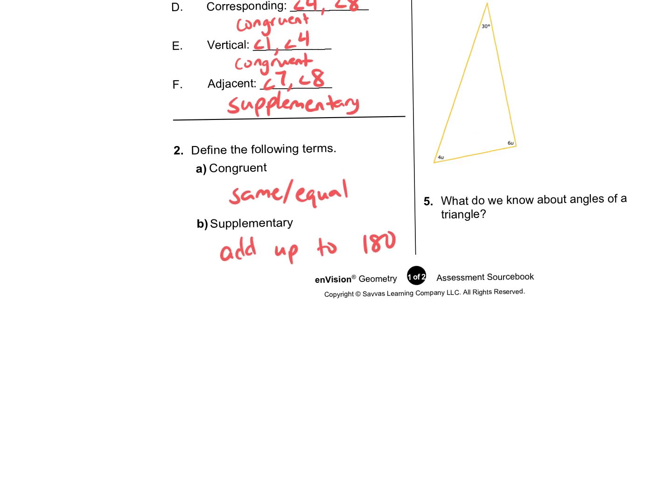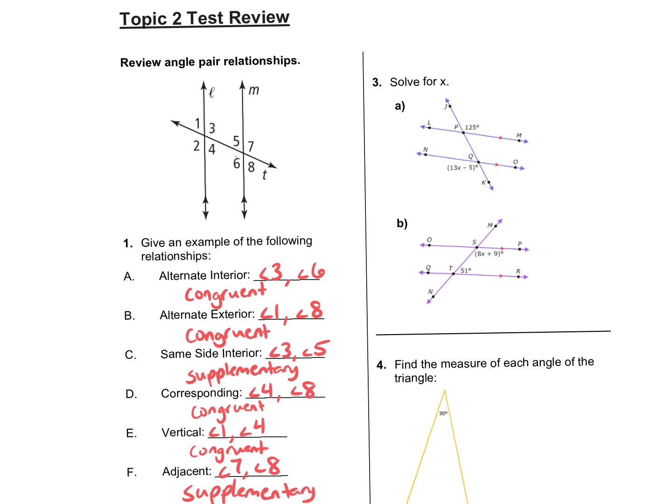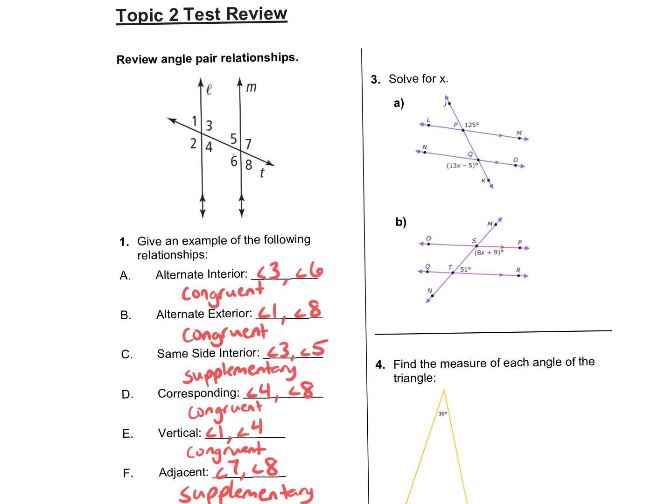Okay. Supplementary, what's that mean? Add up to 180. So when we said adjacent angles are supplementary, we know they add up to 180. Okay. I'm going to come back up here real quick on my picture. We said 7 and 8 are adjacent, yes? Okay. What's another reason we know they add up to 180 in this picture? They're on a straight line. Okay, any angles that are a part of that straight line all add up to 180 degrees.